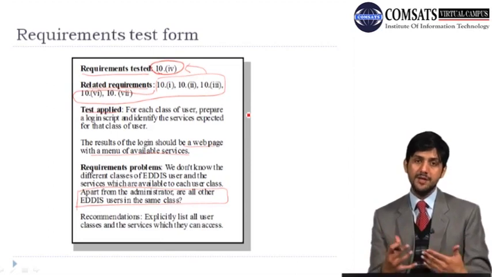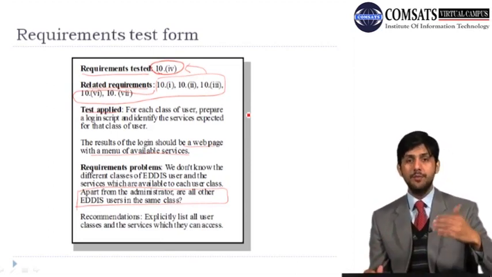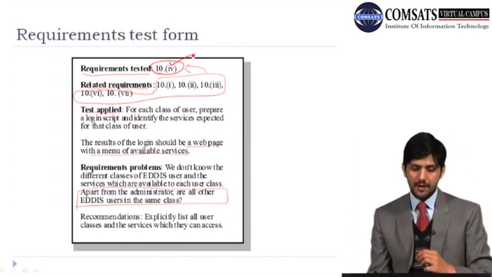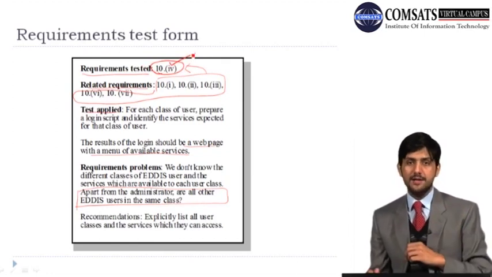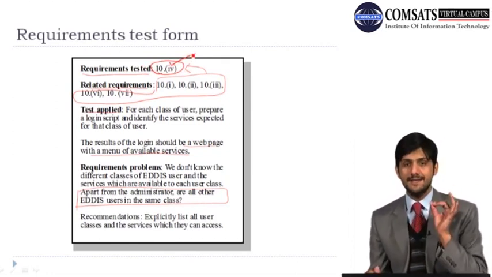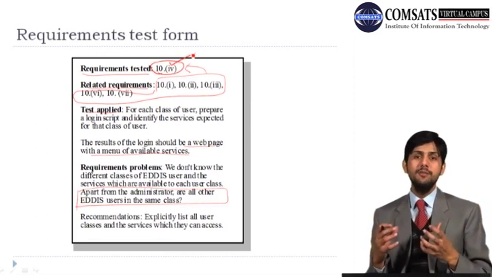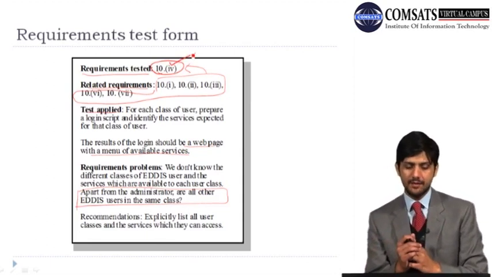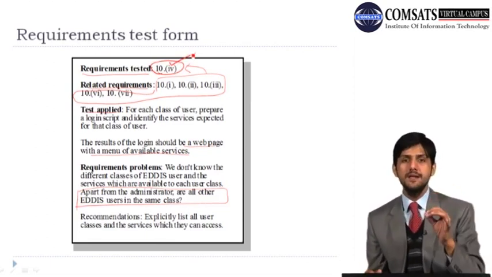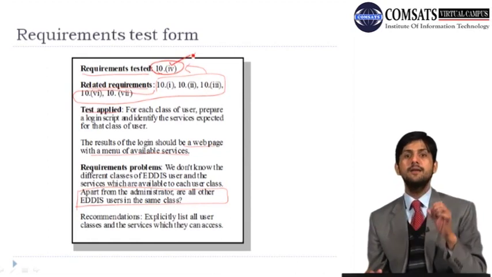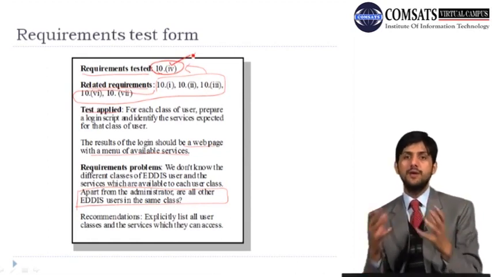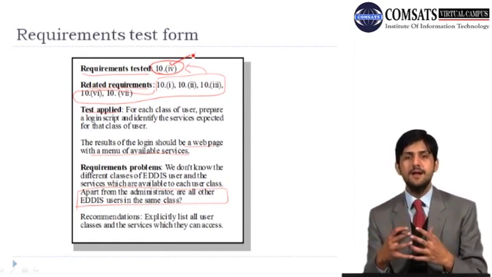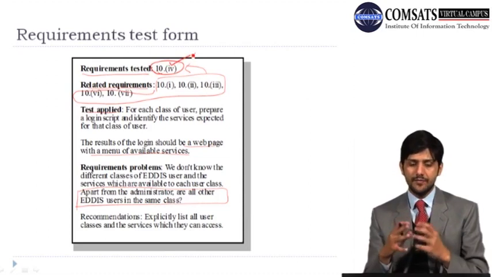So what are the recommendations or comments when we prepared this particular test case for requirement number 4? The recommendation is to explicitly list all the user classes and the services which they can access. So that is a problem, or incomplete information, that we have identified in the requirement by the process of writing this test case, that you need to explicitly define all the user classes and the services which they are allowed to access. So that's how preparing these test cases is helpful for validating the final set of requirements.